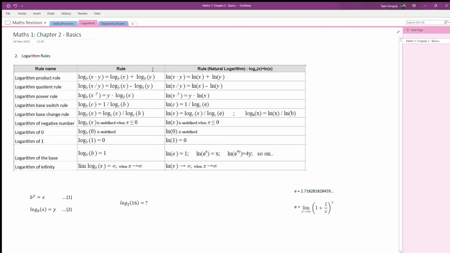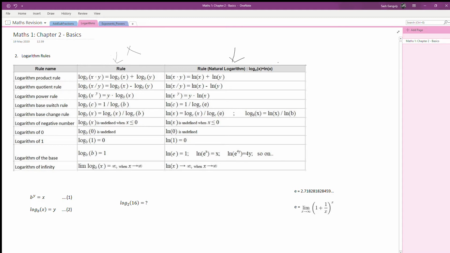Hello again, class. Today we'll be looking at logarithm rules, and the first thing you'll notice is a table in front of you, and over here you can see all the various log rules out there. What you basically have to remember is this second part over here, not this one over here. This is a more generic one.